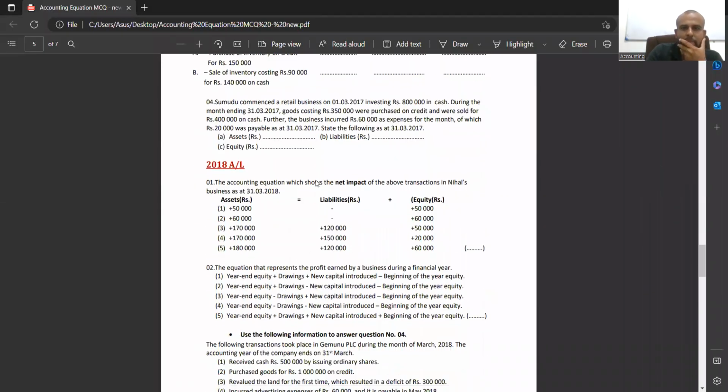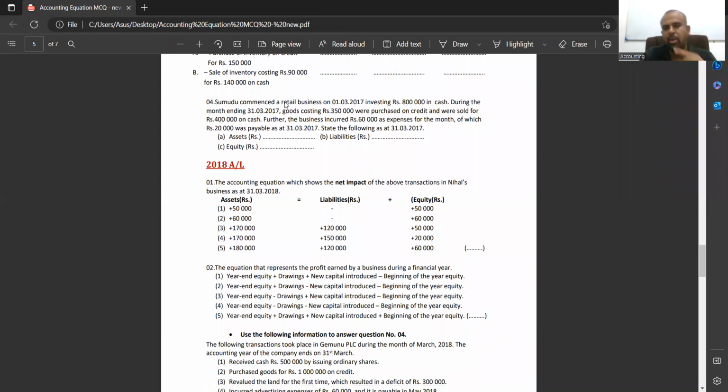Sumudu commenced the retail business on 1st of March, investing 800,000. During the month ending, goods costing 350,000 were sold for 400,000, earning a profit of 50,000. Further, the business incurred 60,000 expense, of which 20,000 is payable. What are the balances with regard to the assets, liability and the equity?